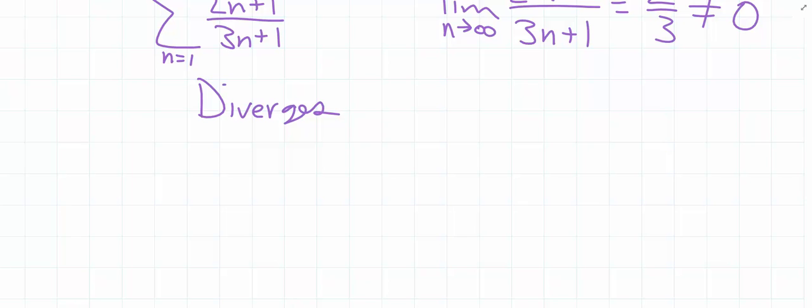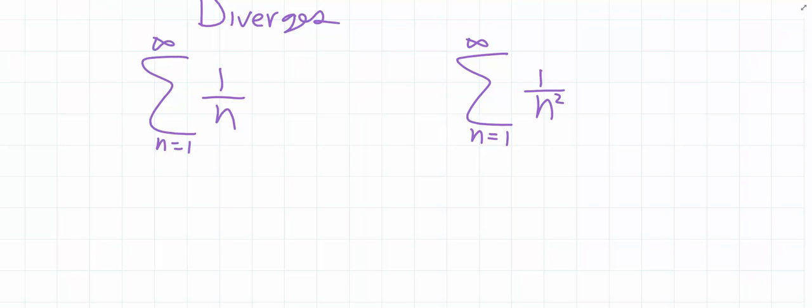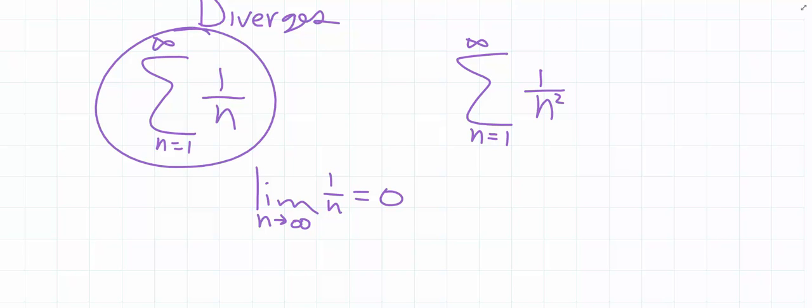Because if you look at these two series, let's suppose we've got n equals 1 to infinity of 1 over n, and another one, n goes from 1 to infinity of 1 over n squared. Notice both of these, if you look at the limit of the inside, the limit as n goes to infinity of 1 over n, that's 0. However, this right here does not converge.